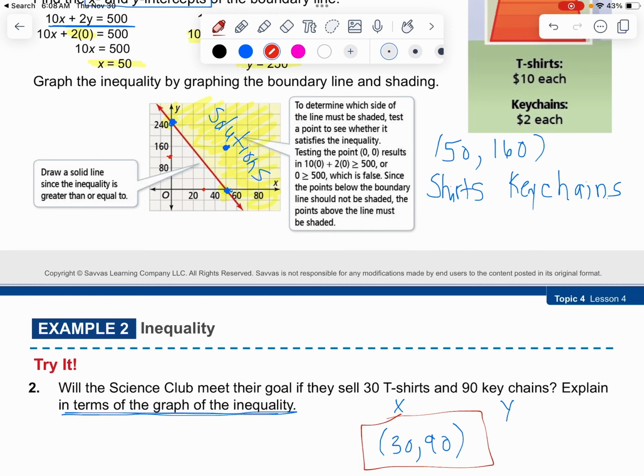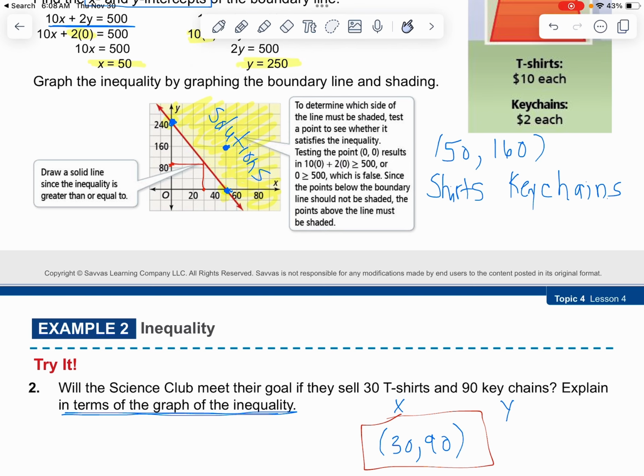Actually, we don't exactly know where 90 is. We can clearly see where 30 is. But 90, because they're going by 40, I would assume would be a hair above 80. And where they're going to meet is not in the shaded area.